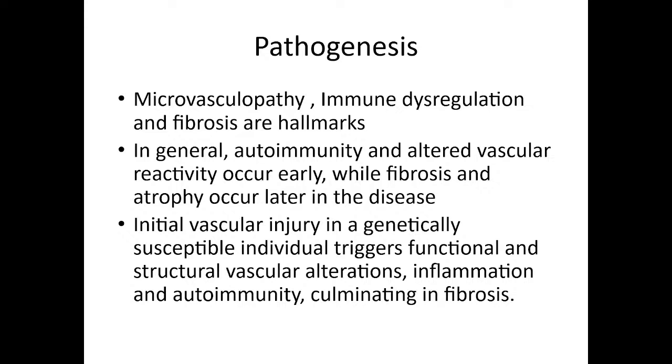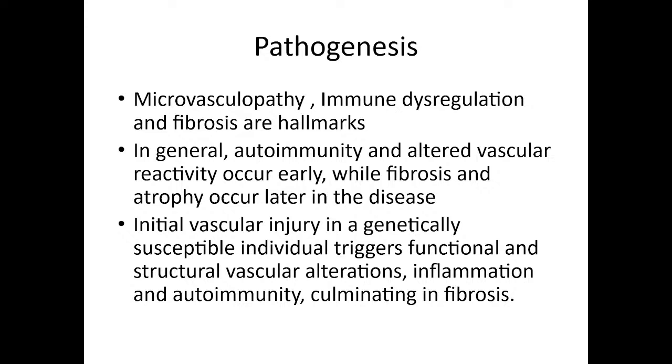So the pathogenesis is basically a vasculopathy, a microvasculopathy. There will be immune dysregulation, and fibrosis, which are the hallmarks of this condition. At the initial phase there will be hyperreactivity, while fibrosis and atrophy occur in the later stages.